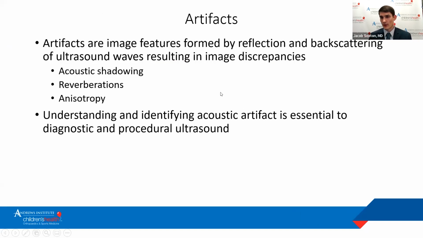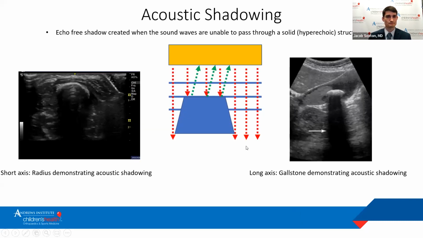So next we need to talk about artifacts briefly. Artifacts are image features formed by reflection and backscattering of ultrasound waves, resulting in image discrepancies. Most classically, the ones we see in musculoskeletal ultrasound, although there are many more than this, are acoustic shadowing, reverberations, and anisotropy. It's important to understand the acoustic artifacts because sometimes we use them to our advantage and sometimes they work to our disadvantage whenever we're taking diagnostic ultrasound images.